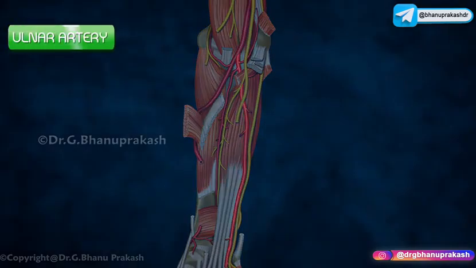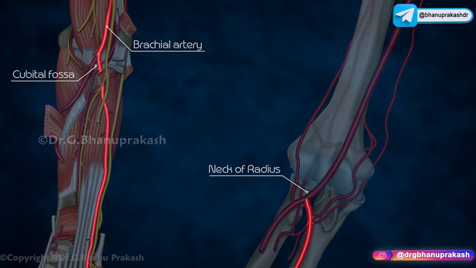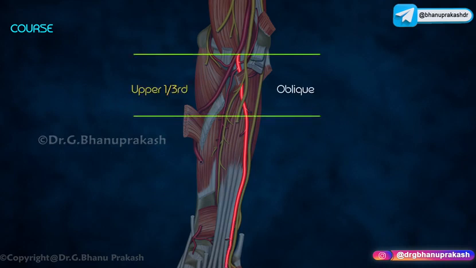Ulnar artery. It is the largest terminal branch of the brachial artery and arises in the cubital fossa at the level of the neck of the radius. Course. It travels downwards and reaches the medial side of the forearm. Its course is oblique in the upper 1/3 and straight in the lower 2/3.